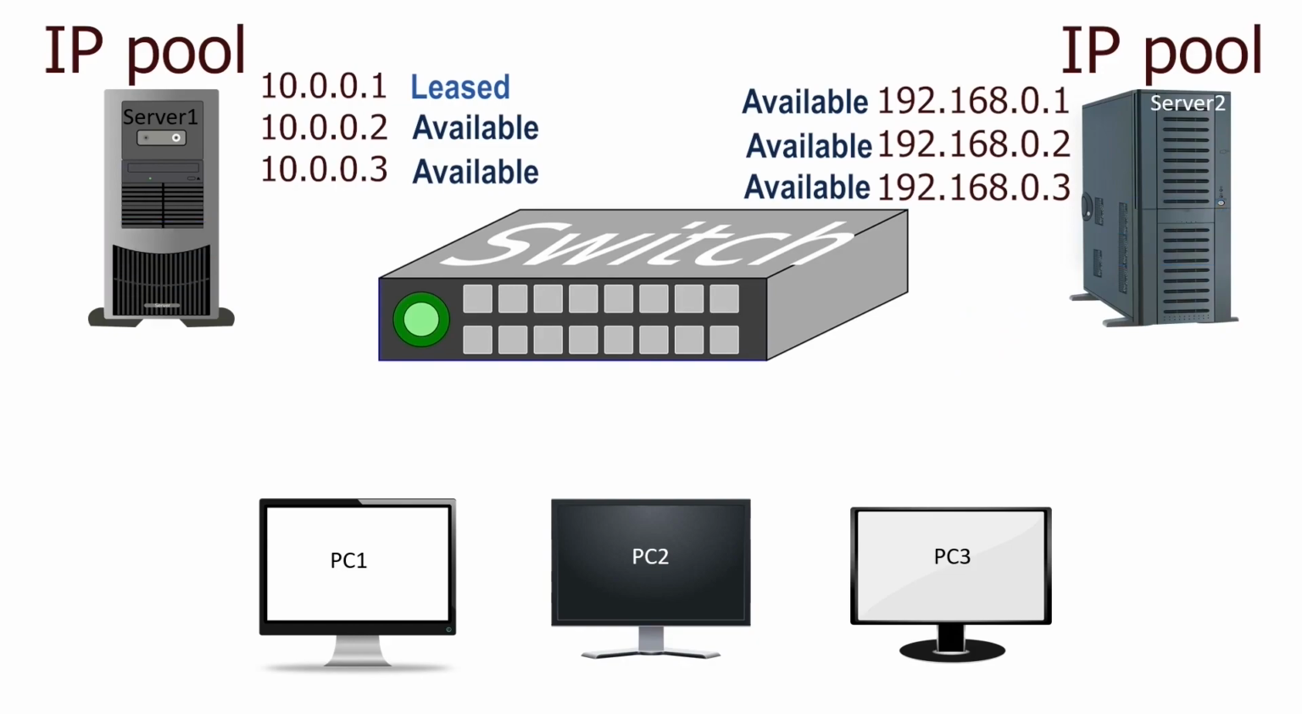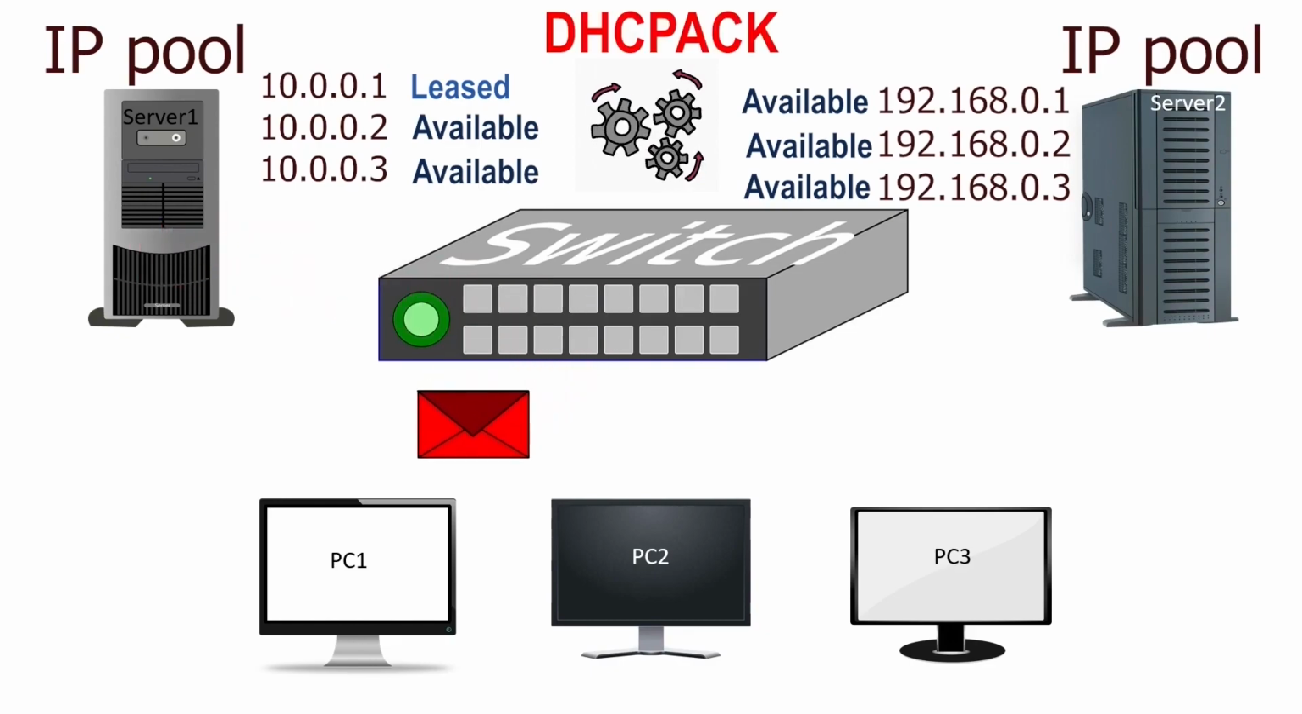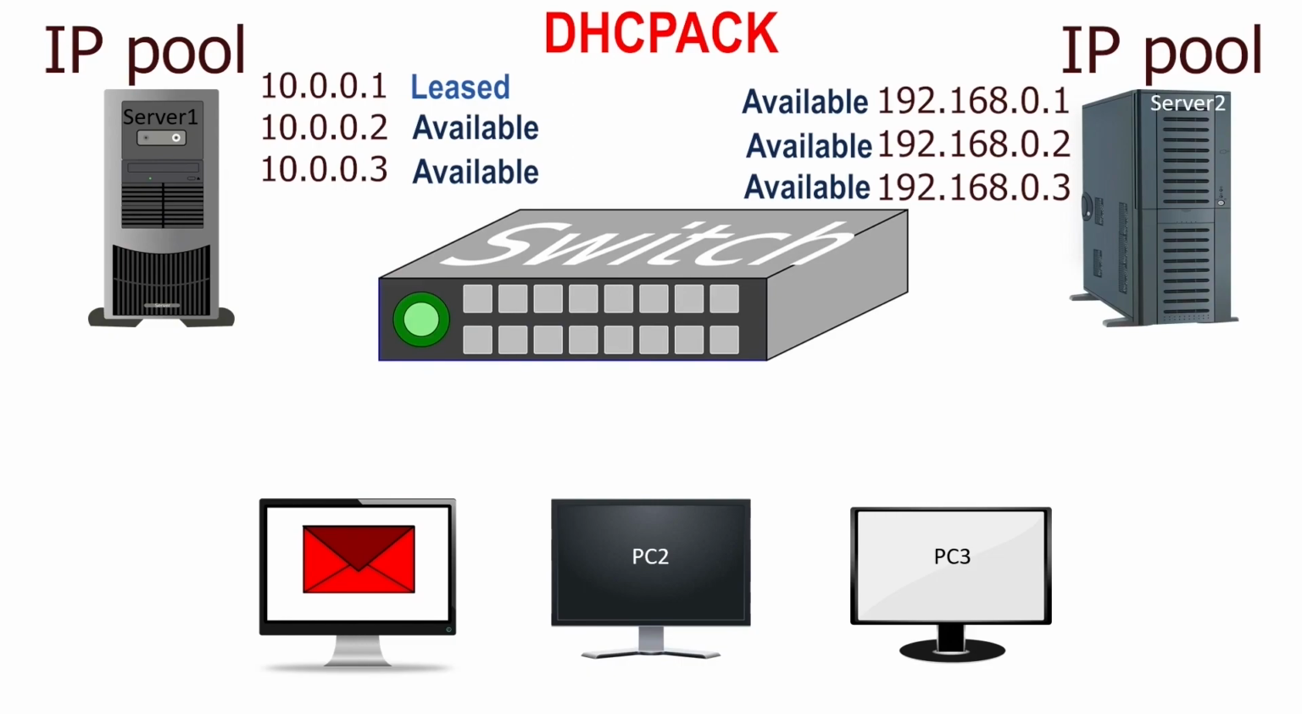When the DHCP server receives a DHCPRequest message from the client, the configuration process enters its final stage. In this stage, the server sends a DHCPAck message to the client. The DHCPAck message is an acknowledgement to the client indicating that the DHCP server has received the DHCPRequest message of the client, and the client can use the offered IP configuration.